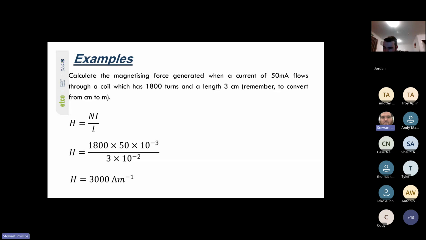And so that becomes 3,000 amp meters to the minus 1. So remember, when we talk about magnetizing force, we're talking about amp meters. So H equals AM to the minus 1.